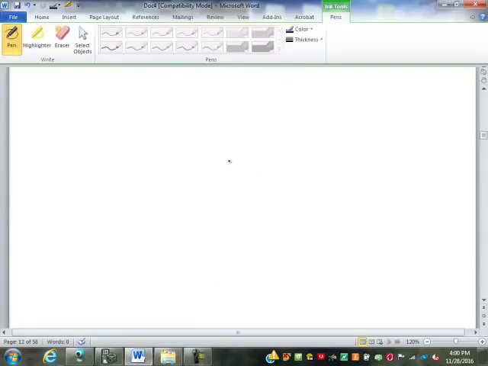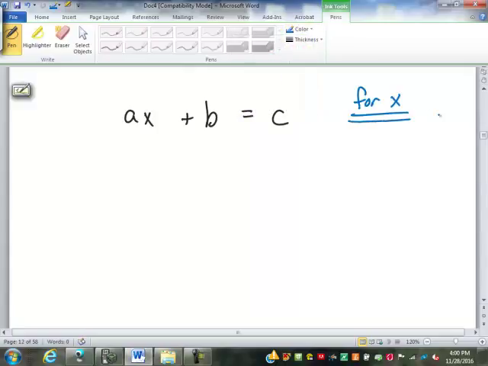Also, we can do the exact same thing with letters. If I have something like this, ax plus b equals c, and I want to solve that for x, I'm doing the exact same process. It's exactly like if I had 3x plus 5 equals 17. How would I start out solving this equation over here? Well, I would subtract 5, wouldn't I? Leaving me with 3x equals 12. Well, I do the same thing over here.